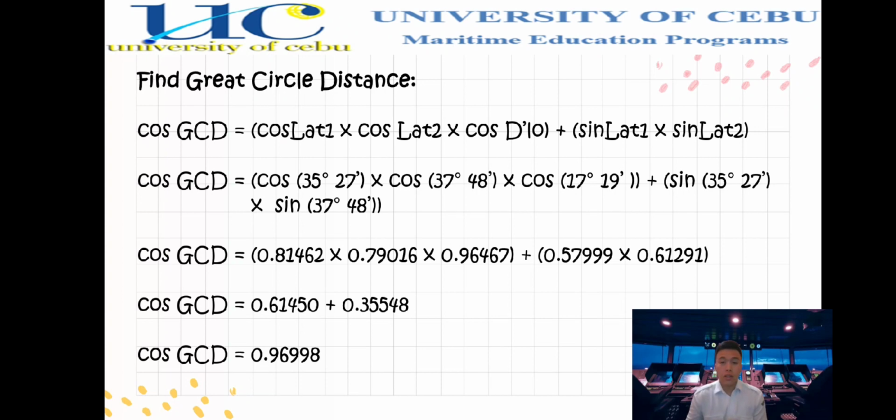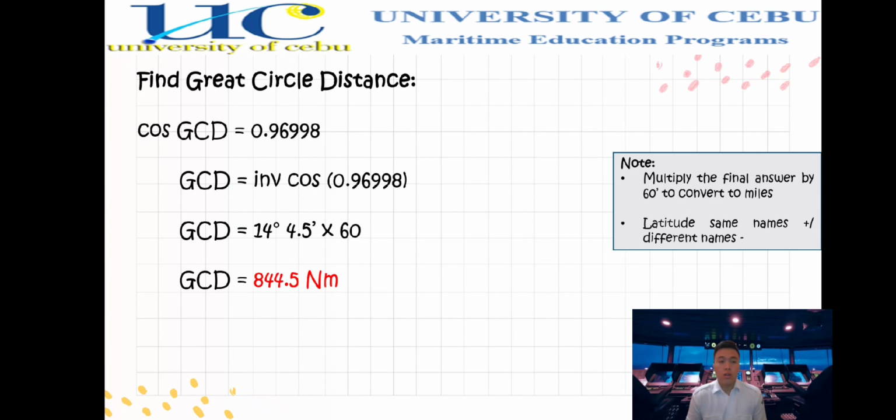Next slide, we will take the inverse cosine. In the calculator, we just shift cosine. So GCD is equal to inverse cosine 0.96998, which gives GCD equal to 14 degrees 4.5 minutes. We multiply the final answer by 60 to convert it to nautical miles. So GCD is equal to 844.5 nautical miles.